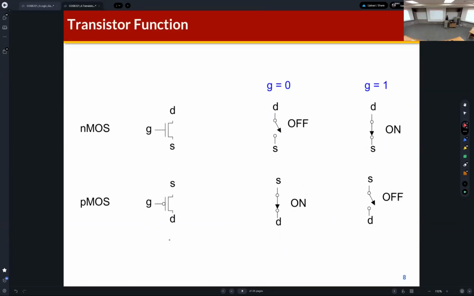Okay, it's a summary of the transistor function. So it's a symbol, and if the gate is 0, then NMOS is turned off, but the PMOS is turned on. So this is a difference. The bubble means the inverter. If the gate is 1, the NMOS transistor is turned on, and the PMOS transistor is turned off.